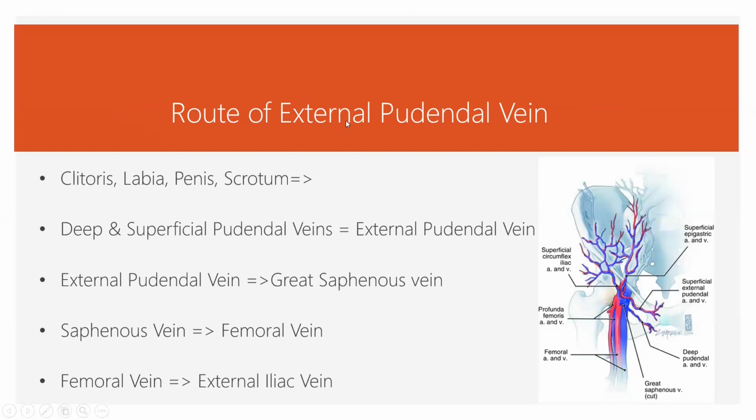Then this external pudendal vein is the one that goes into the external iliac vein. But first, here's the deep pudendal and superficial pudendal going into the great saphenous vein. This is in the leg. And so that's why, with vulvar varicosities, a lot of times they'll get that heaviness in the upper thigh right here. And that's because this part is not draining right.